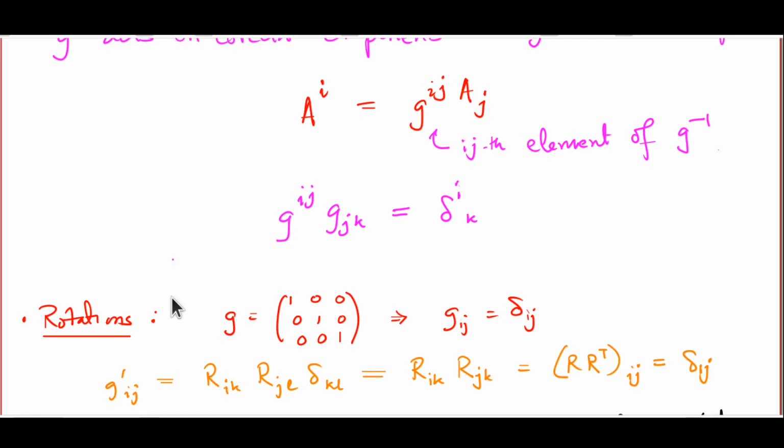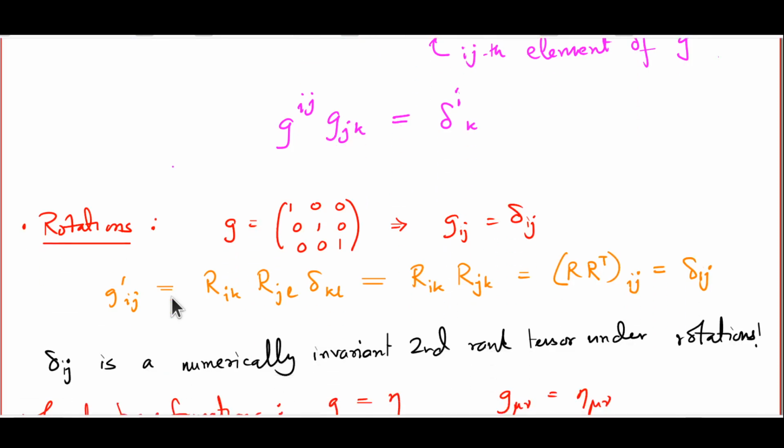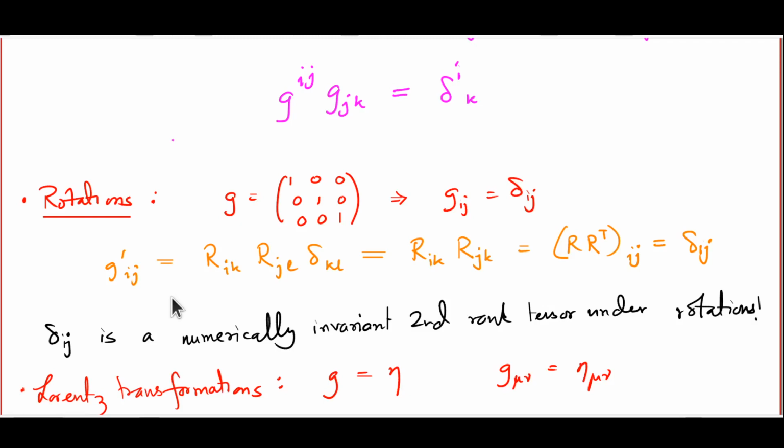But note that R_ik R_jl delta_kl simply becomes, using the standard summation properties of the delta symbol, equal to R_ik R_jk, and that is nothing but the ijth element of the matrix R R transpose. And because R is orthogonal, R R transpose is identity, so we end up with delta_ij. The important thing is this matrix, these components delta_ij, is a numerically invariant second rank tensor under rotations. What that means is, if you have a rank 2 tensor under rotations with components which are delta_ij, that is 1 when i is equal to j and 0 when i is not equal to j, in one frame, and you transform the components of the tensor using the transformation rule that we had written down a while ago, you will find that the components refuse to change.